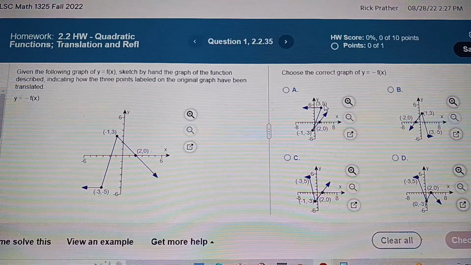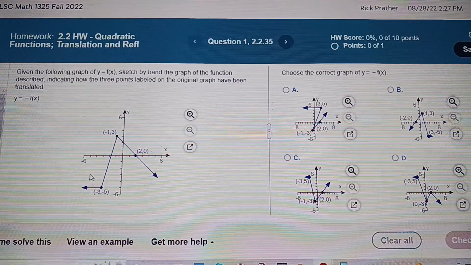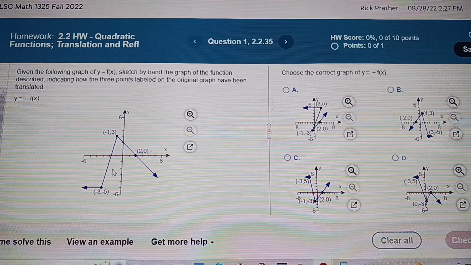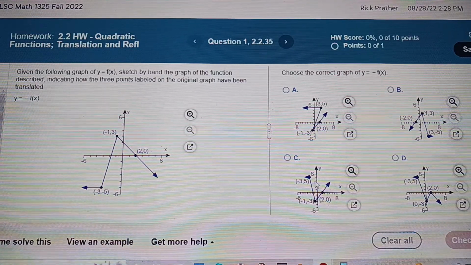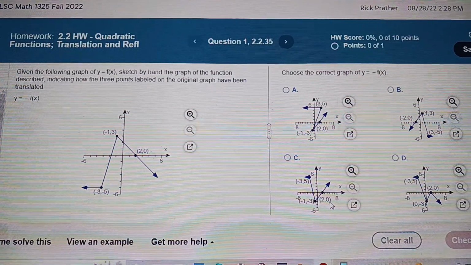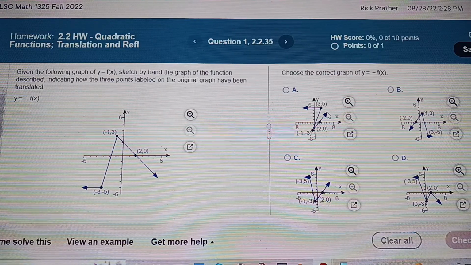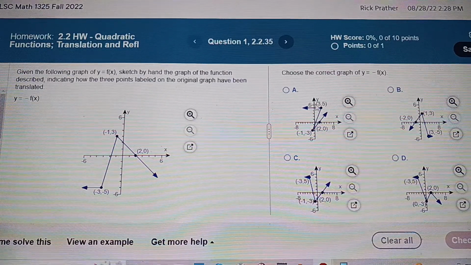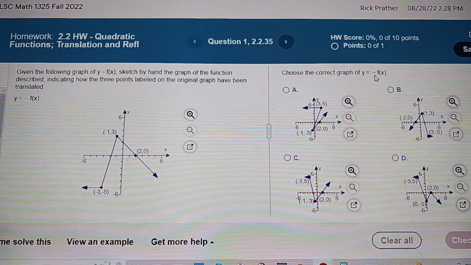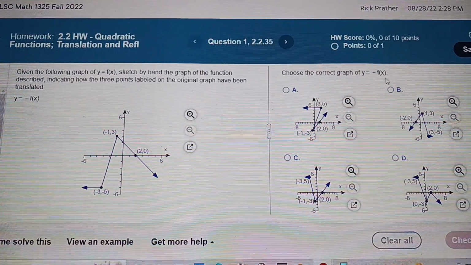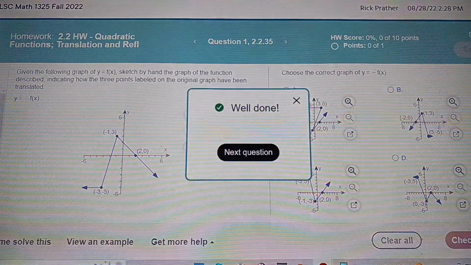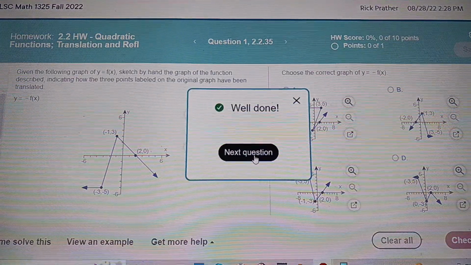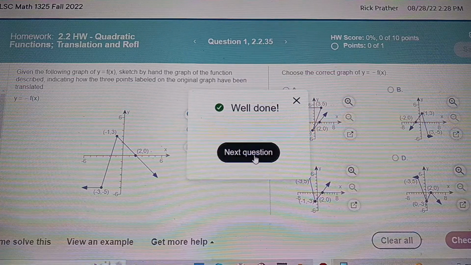It's not 3, 5. Plus, this is a function. This passes the vertical line test. And if you're just reflecting it over the x-axis, it's still going to be a function. It still should pass the vertical line test. And this one doesn't pass the vertical. This wouldn't be a function anymore. So it couldn't be y equals -f of x, because that's implying that it's a function already. So that's graph C.